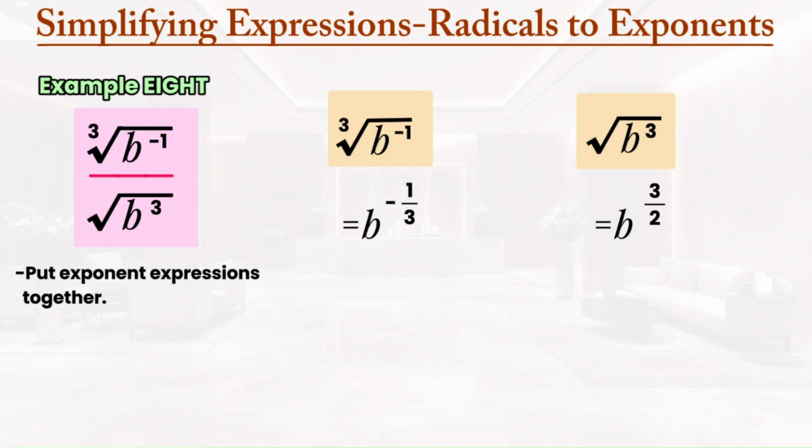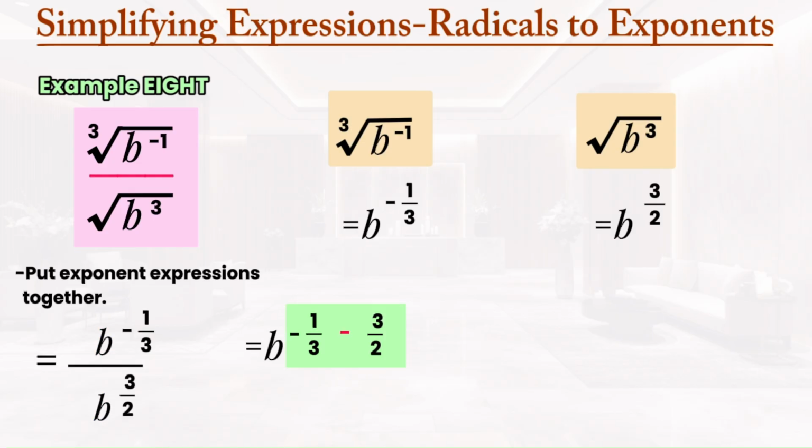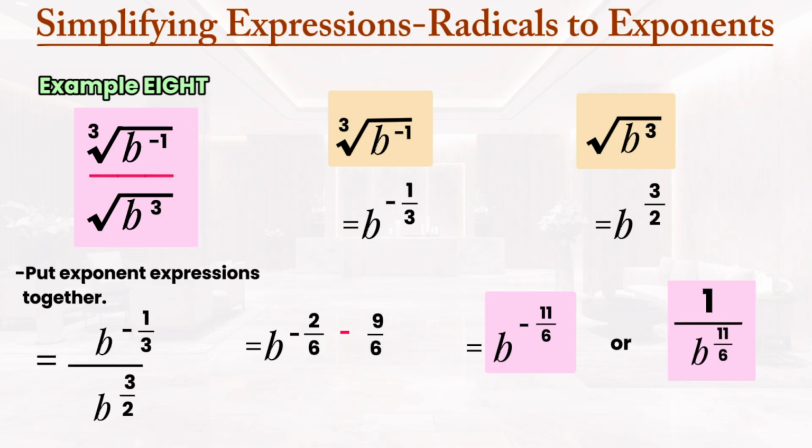Now that we're done converting, that gives us b to the power of negative 1 over 3 divided by b to the power of 3 over 2. We now use subtraction with the exponents to get b to the power of negative 1 over 3 minus 3 over 2. Therefore, b to the power of minus 11 over 6, or 1 over b to the power of 11 over 6, is the final answer.